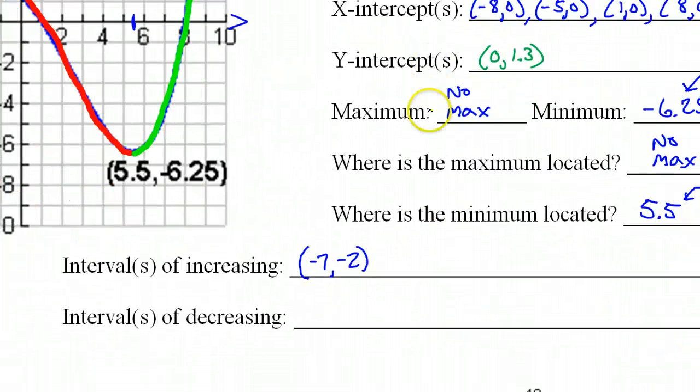Okay, so I guess I don't have to say union. I think I can just list. So, I will say 5.5 to infinity. Okay? And I know this looks like an ordered pair, but in this context, it's understood to mean all the x values between -7 and -2. So those are the increasing intervals.